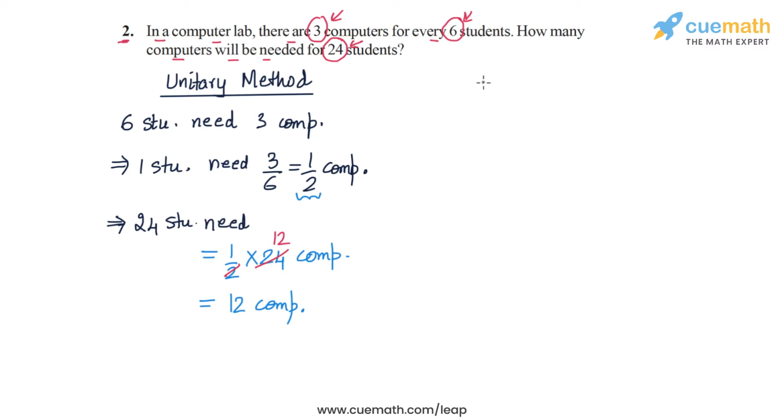We can also arrive at this answer by using an approach involving proportions. This approach is also quite simple, and in this we make 2 ratios which are equal. We have to find the number of computers needed for 24 students. 3 computers are there for every 6 students. So let's say that X computers are needed for 24 students.